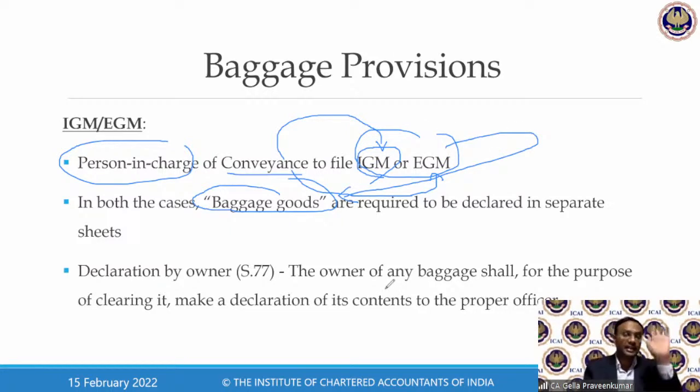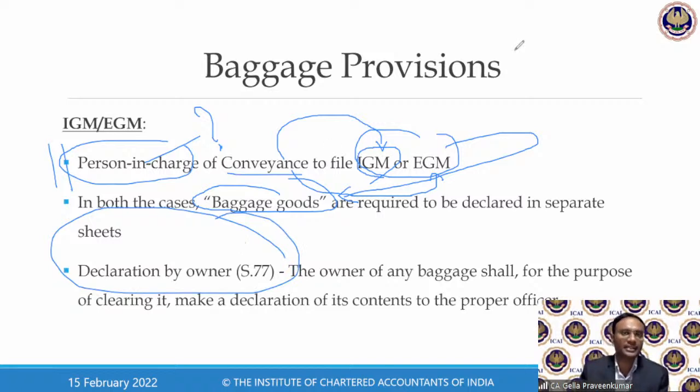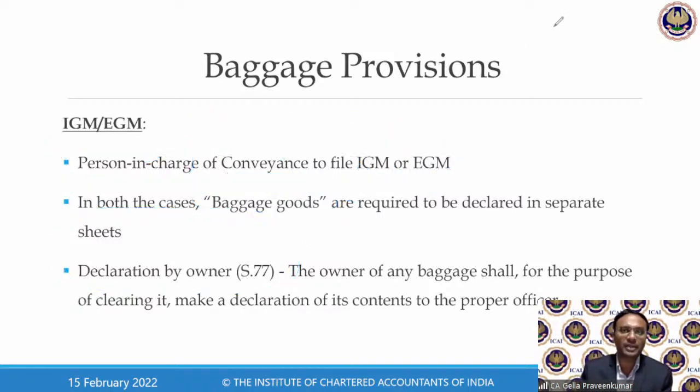So what happens here? The customs officer would like to know, look, I'm permitting a flight to come into India. When the flight is coming into India, I, as a proper officer, as a customs officer, would like to know what goods are brought into India for transportation. In addition, what is the baggage which is also getting into India? So how does the person in charge know what goods are being carried? This is known on the basis of the declaration given by the owner of the baggage. So these are the basic aspects to understand.